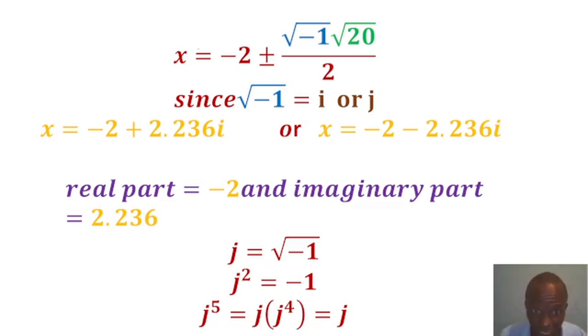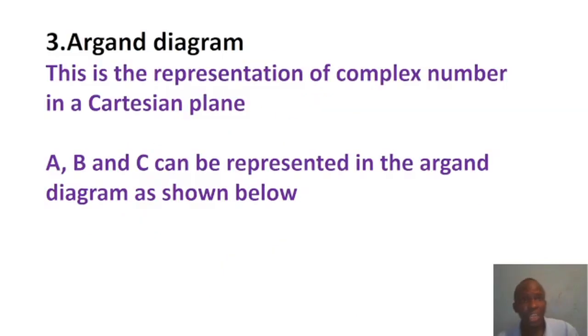Now let us go to the next part of this tutorial, and that is the Argand diagram. What is an Argand diagram? This is the representation of a complex number in a Cartesian plane. Now we are going to be very categorical here. We are going to call it an imaginary-real number axis.